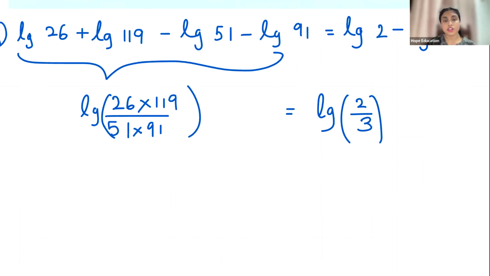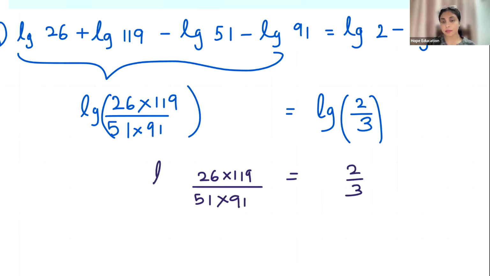And we have 26 multiplied by 119 divided by 51 multiplied by 91 equals 2 over 3. If you are a bit skeptical, you can keep the LG until the end. I'll keep the LG until the end in case you get confused. We'll just do the cut and chop.